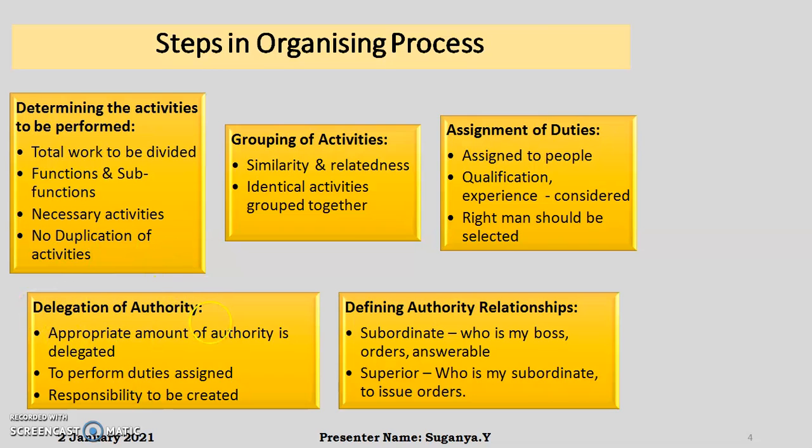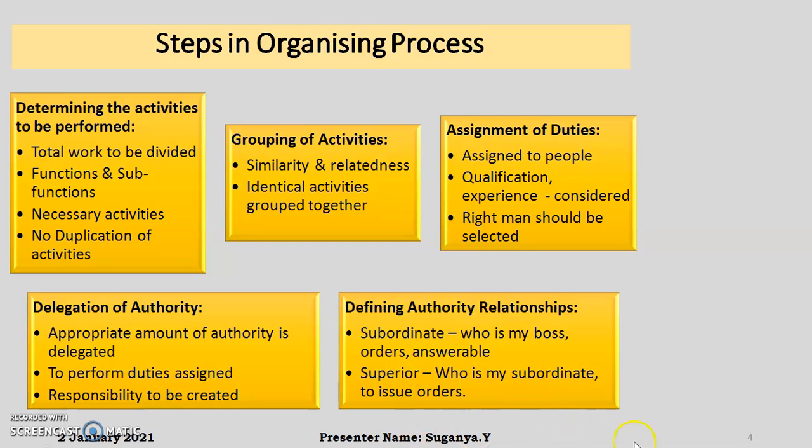And the fifth stage is called defining the authority relationship. Here I should make sure that the superior and subordinate relationship is very clear. I told you there are 4 groups that have been created, and for all these 4 groups, 4 leaders have been identified. So every leader needs to know who is there in my team, who is my subordinate, to whom I can issue orders. So all those 4 leaders need to know who is there in their team and who are the people to whom they can issue orders.